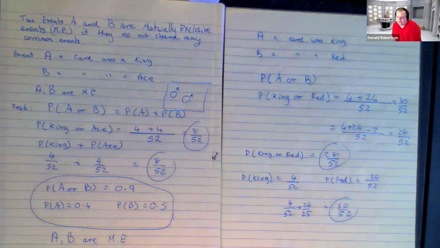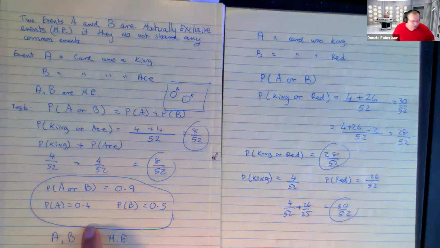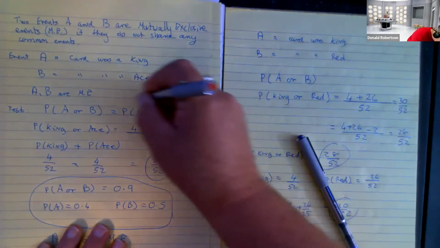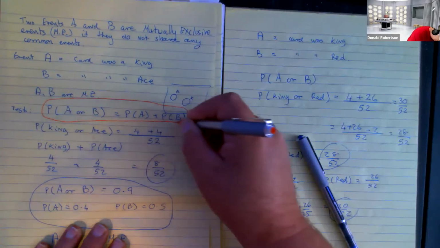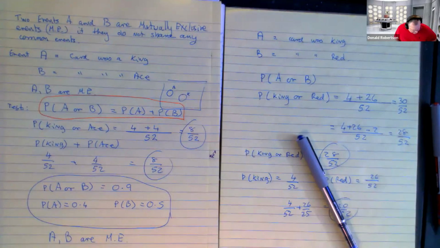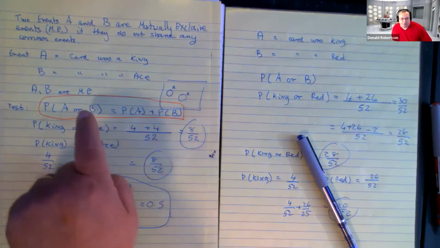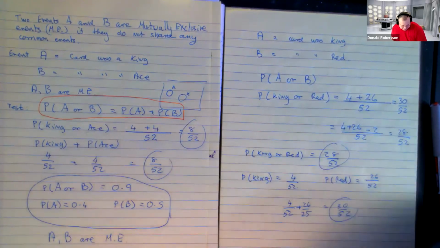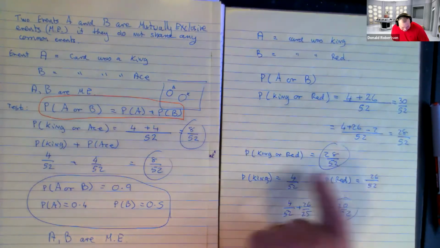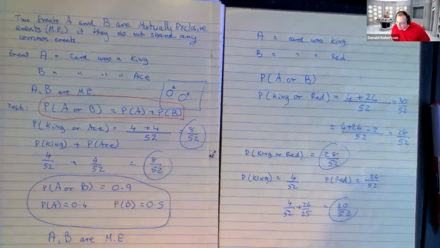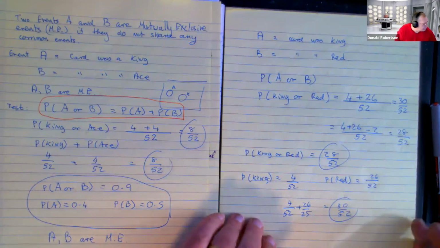Isn't that the test that we talked about for things to be mutually exclusive? And the test is this thing here. If the probability of A or B is the same as just adding the 2 together, they're mutually exclusive. If you find them separately and add, and it's not the same as it is here, they are not mutually exclusive.